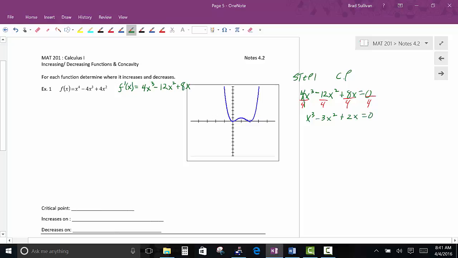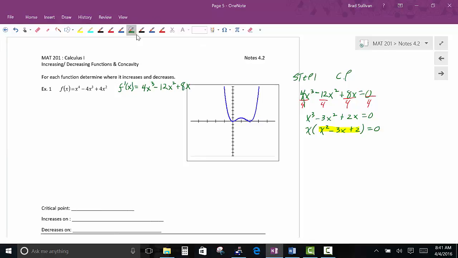Or you can take 4 out, but you're going to end up dividing by it anyway, so you might as well just do that now. Does this expression have a common factor that can come out now? X. Yeah, take x out. So if you take x out, you're going to be left with x squared minus 3x plus 2 equals 0. How about this trinomial, x squared minus 3x plus 2? Do you think that factors? Probably does, so let's factor again.